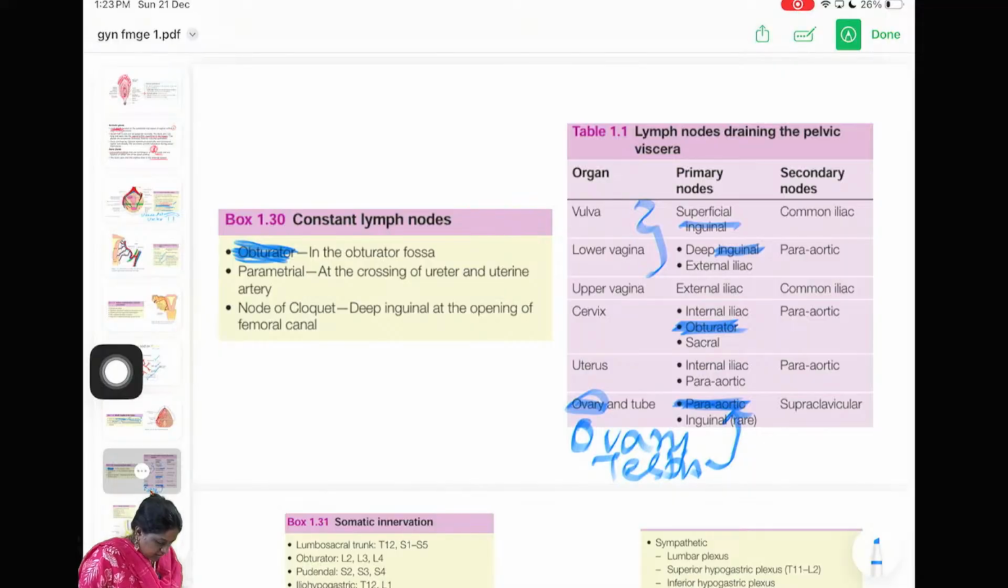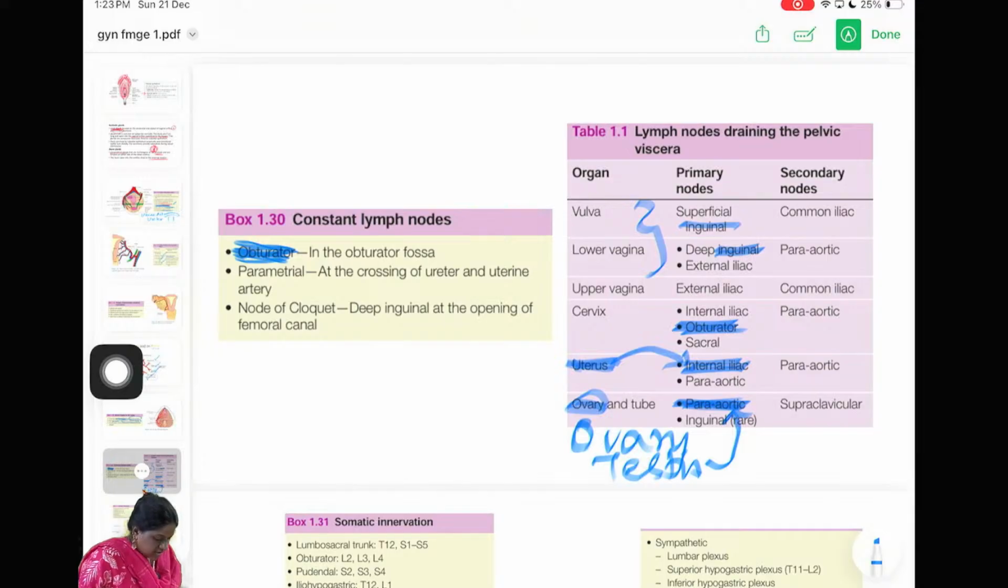Okay. And the uterus drains into the internal iliac lymph nodes. See, why do we need to know? We have to know about the lymph nodes whenever you do surgery for a particular reason, for example, carcinoma, because lymph nodes are very important for metastasis, correct? So whenever you do a surgery for a carcinoma, you should know which lymph node it is draining into. Only then can you do a dissection of that particular lymph node.